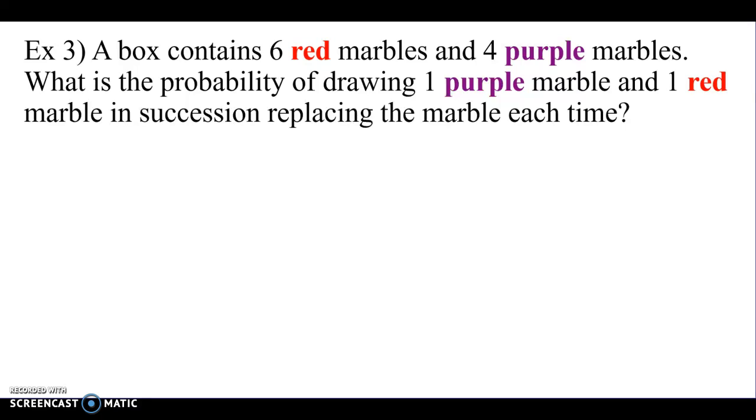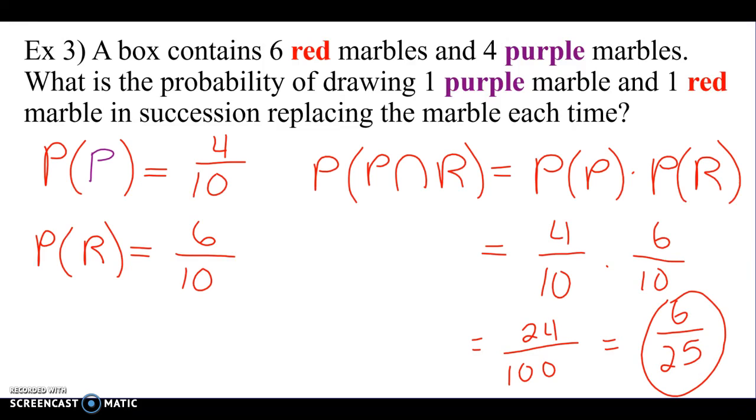Okay, here's example 3. A box contains 6 red marbles and 4 purple marbles. What is the probability of drawing 1 purple marble and then 1 red marble in succession, and each time you're putting the marble back into the box? Take a second if you're watching the video, pause and give it a try on your own. Okay, here is the solution to the problem if you're watching the video at home.